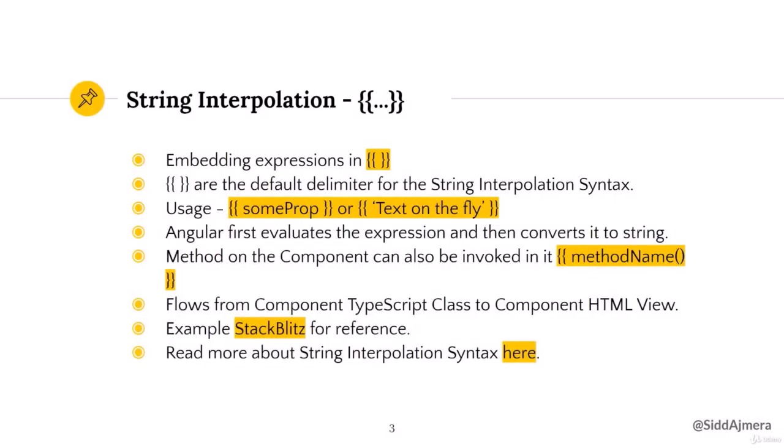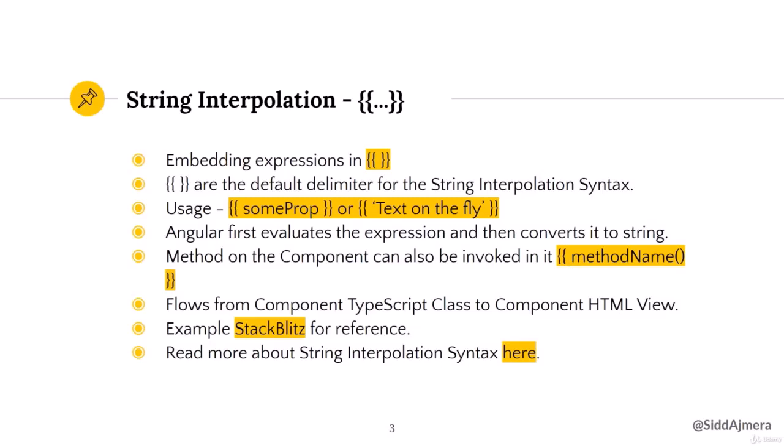In case of string interpolation, we use these curly braces. Properties and expressions are wrapped with these double curly braces. They first allow Angular to evaluate the expression and then convert it into a string that can then be rendered onto the DOM. The usage might look something like this, wherein we might have some property on the class that is wrapped in double curly braces, or we have some on-the-fly text that we wrap inside double curly braces. We can also call a method that returns a string, and then Angular calls toString on the return value in order to render it onto the DOM.